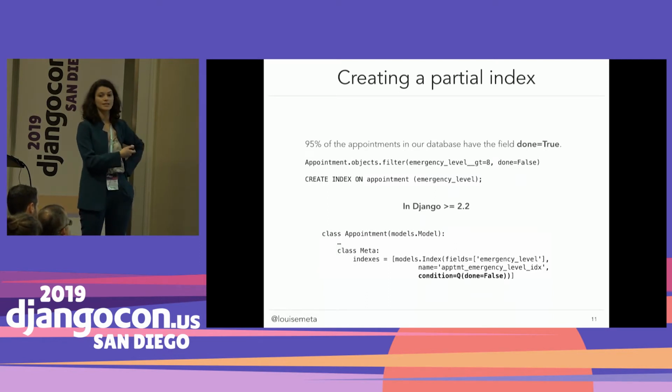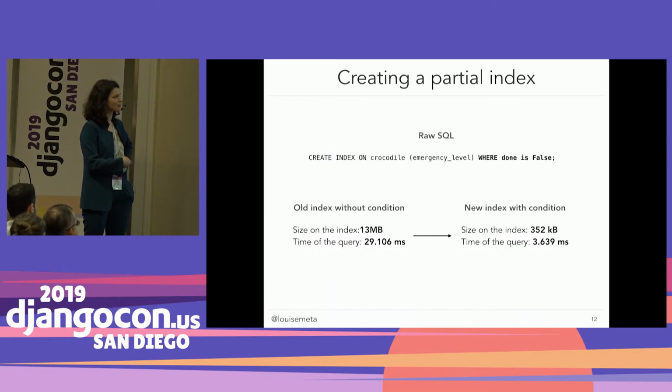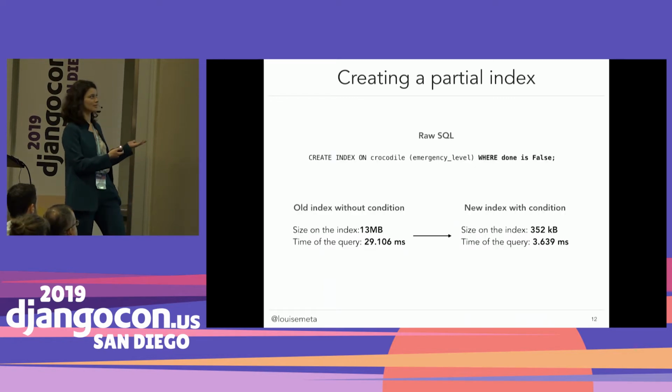Here, it's available from Django 2.2, so if you don't use it, you'll have to do some raw SQL things. So here I add the condition done equal false in my indexes. And so it's going to generate the following thing. Thing is not the right term, but so create index with a where clause.